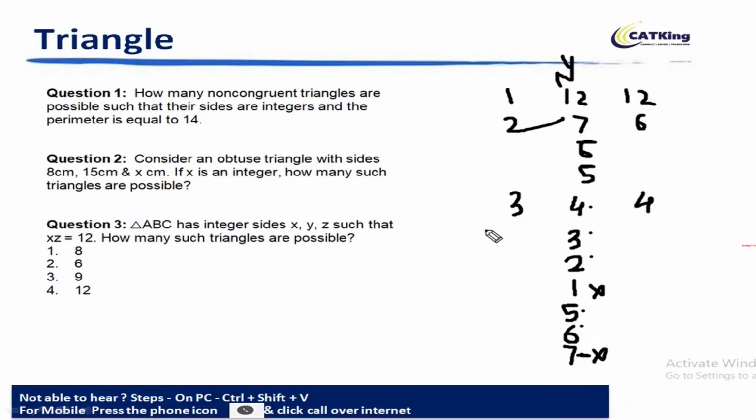So the total number of possibilities are 1, 2, 3, 4, 5, 6, 7, 8 and 9. So there are 9 possibilities. So 9 is the correct answer here.